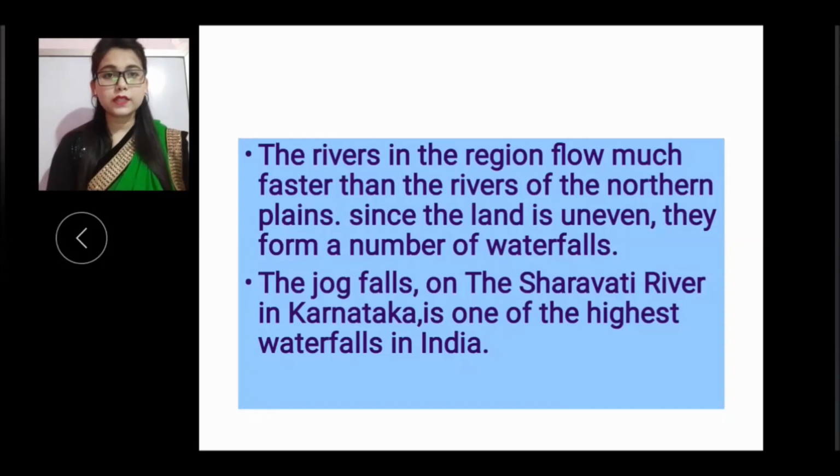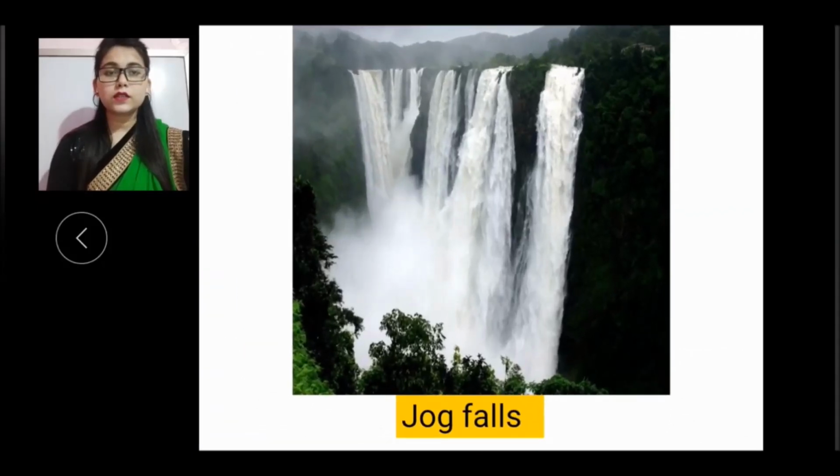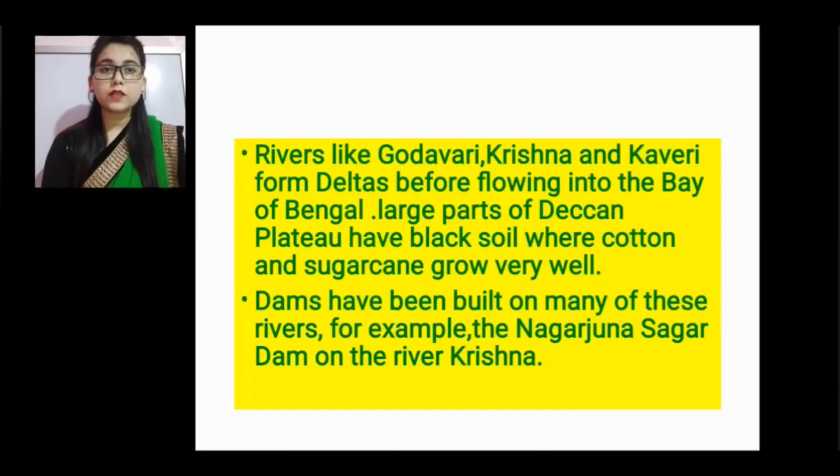Now we will see the picture of Jog Falls. So this is the beautiful picture of Jog Falls. Rivers like Godavari, Krishna and Kaveri form deltas before flowing into the Bay of Bengal. Large parts of the Deccan Plateau have black soil where cotton and sugarcane grow very well. Dams have been built on many of these rivers. For example, the Nagarjuna Sagar Dam on the river Krishna.